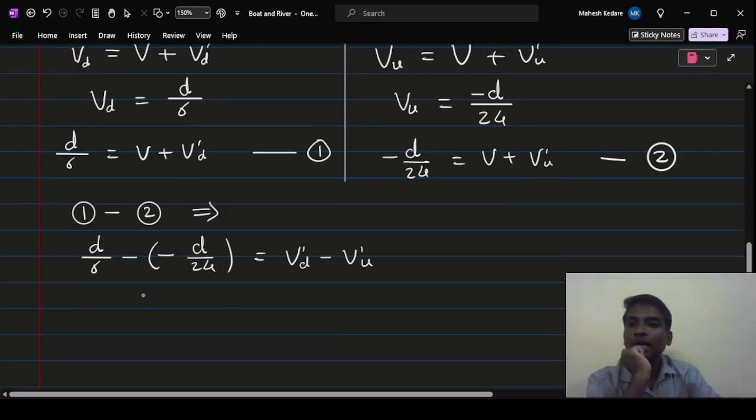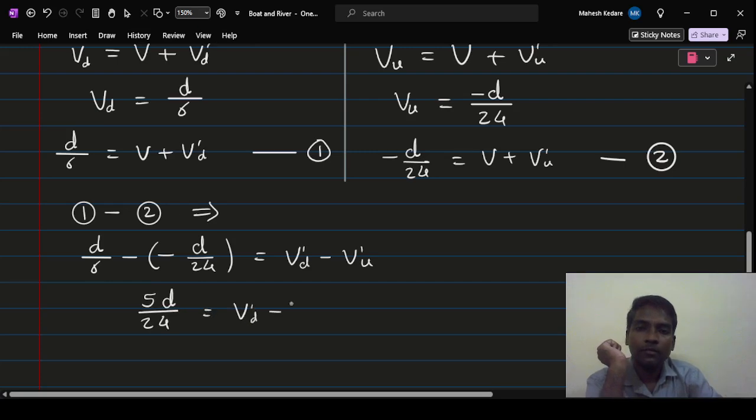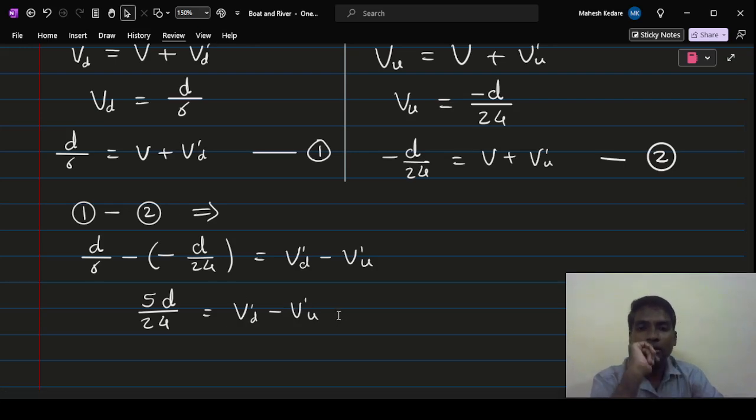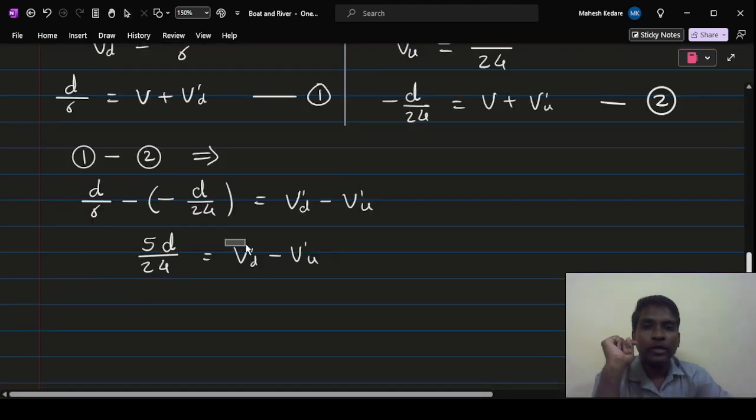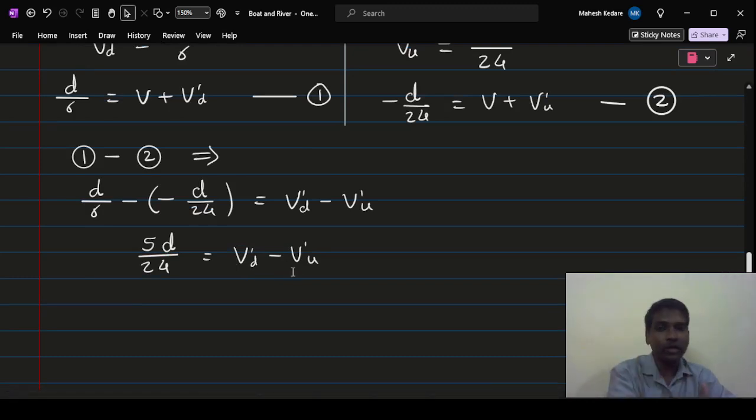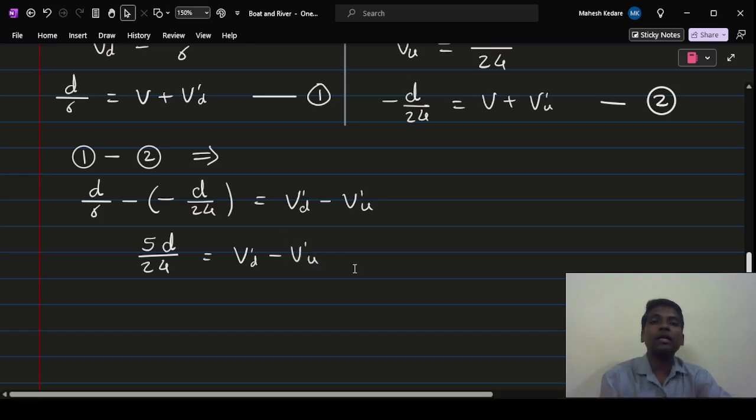On the left hand side, we get 5d by 24. V dash d and V dash u are speeds relative to river flow and they are also unknown. But everything about these relative speeds is not unknown. There is one thing that we know about relative speeds. V dash d is the relative speed with respect to river flow in downstream motion, while V dash u is the relative speed of the boat with respect to river flow in upstream motion.